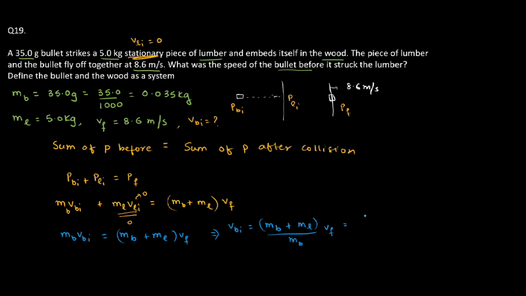Let us substitute the numbers now. Mass of the bullet is 0.035. For lumber, it is 5. So (0.035 plus 5) over 0.035 times the speed of the bullet and the lumber together, 8.6. And when you solve this, you get the initial velocity of the bullet to be 1.2 times 10 to the power 3 meter per second.